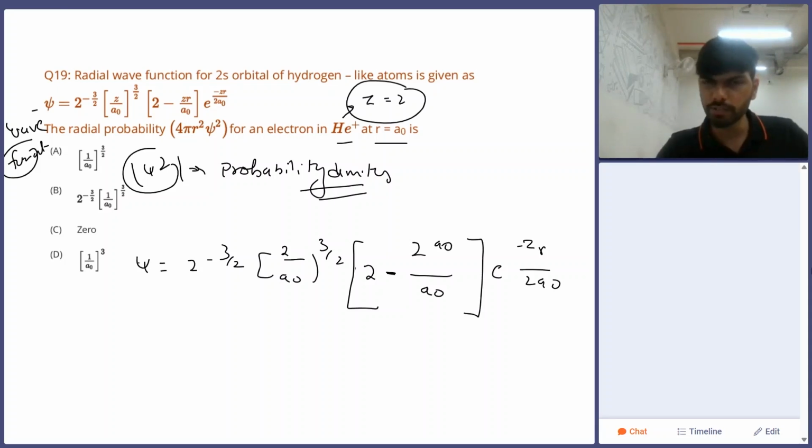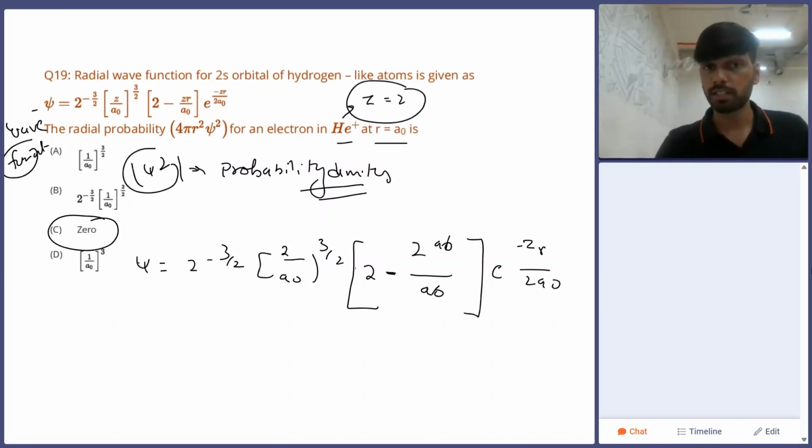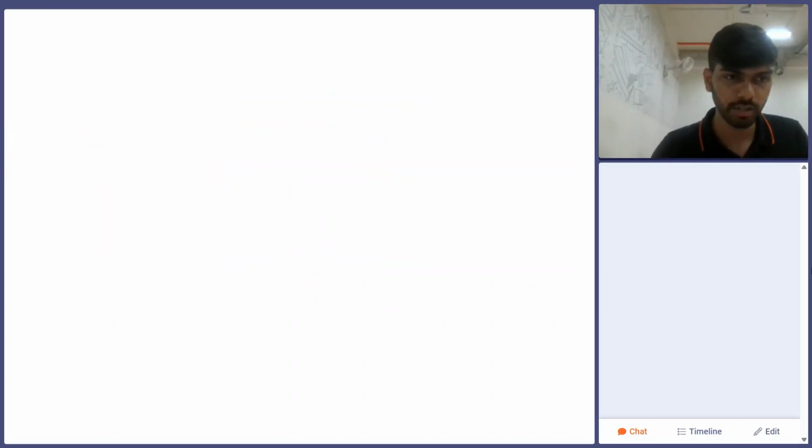If you solve this, the a naught cancels, and this one, 2 minus 2, becomes 0. So the overall equation is 0, I think. Yes, the overall equation is going to be 0. Very simple. This question looks tricky, but it is very simple. Directly it is going to be 0.